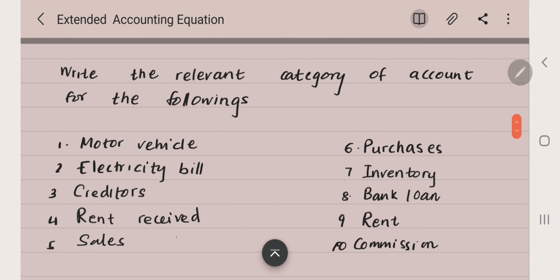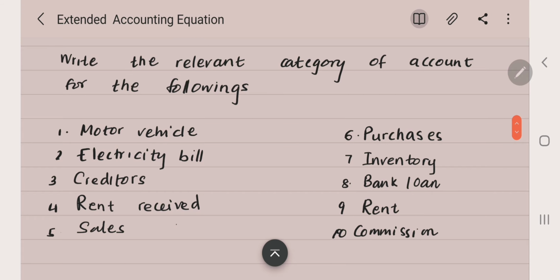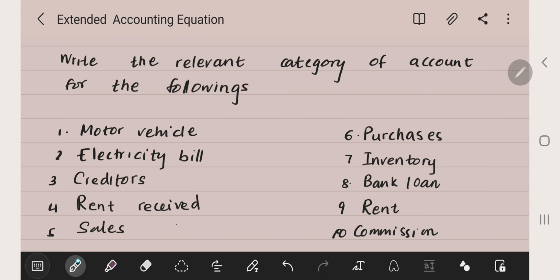Let's move to a simple exercise. Here you have to write the relevant category of account for the following. When you look at the item, try to think whether it is an asset, a resource, an income, an expense to the business, or a third party payment. According to that, try to write down the relevant category. You can pause the video and do it, and later on we can check.